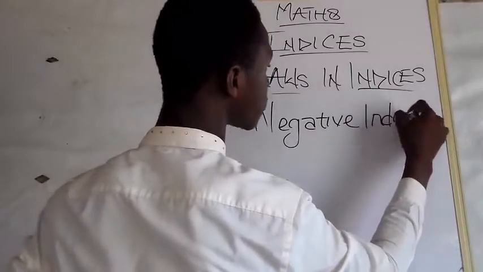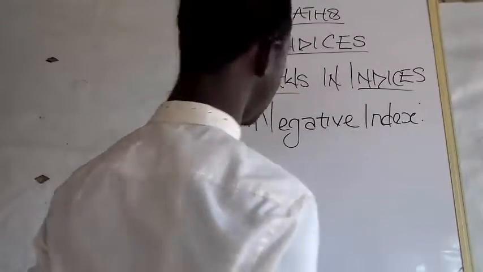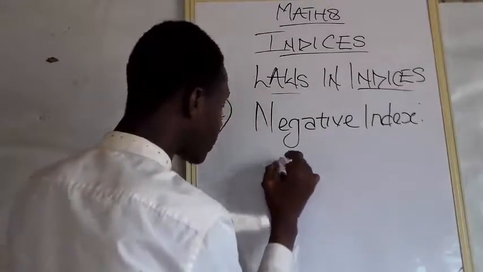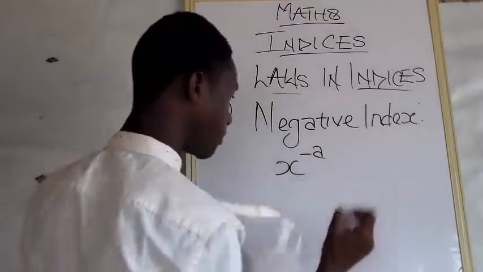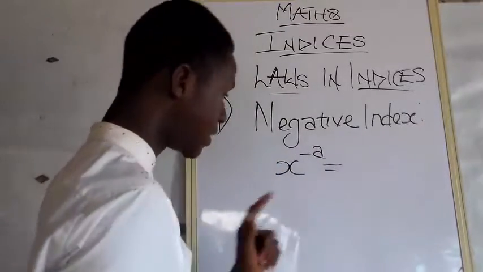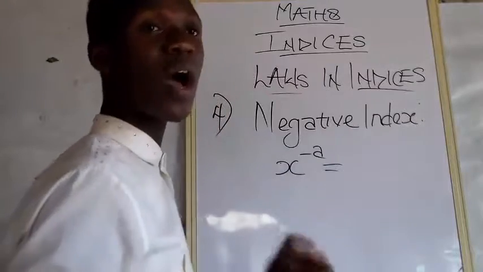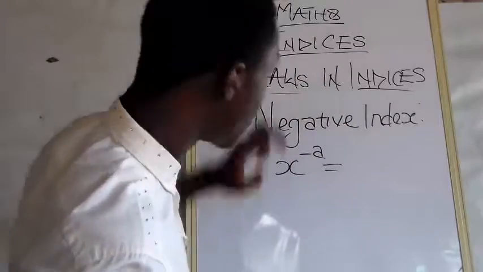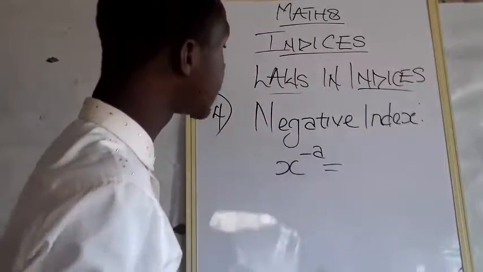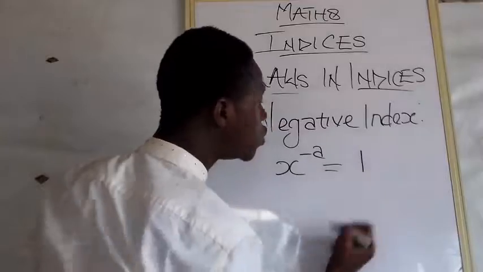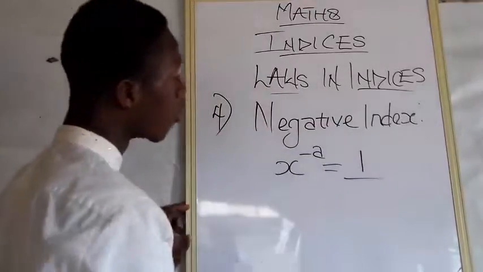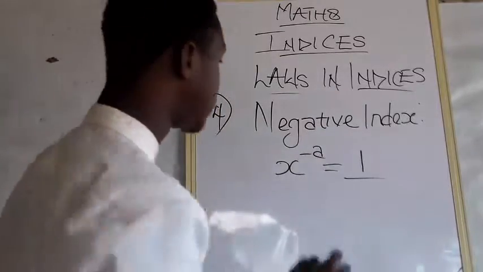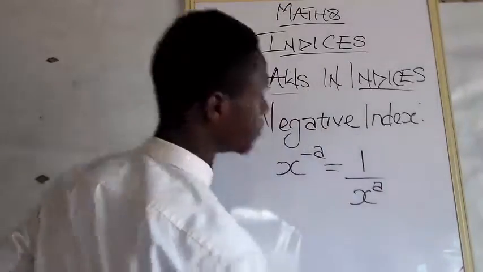We have the fourth law in indices, which we title the negative index. In the negative index, the power is always negative. That will be, we have something like x raised to power minus a. When you have a question like this, what you are actually going to do is find a way to remove this negative sign. To remove the negative sign, you make 1 the numerator, and the denominator will be this expression without the negative sign, like this: x raised to power a.